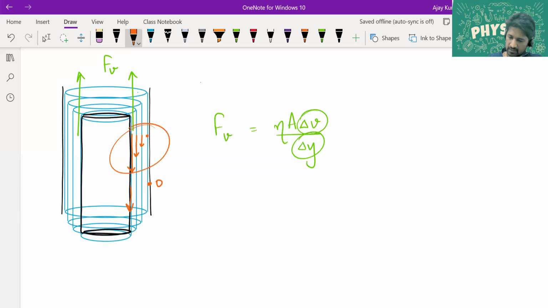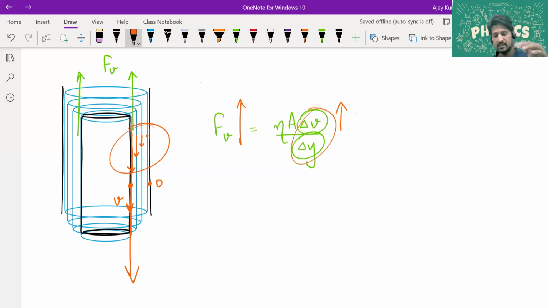The last layer moves with the same speed with which the cylinder moves. Initially, the cylinder was not moving, so initially there's no velocity gradient. All layers were at rest, so there's no viscous force. But as the cylinder gains speed in the downward direction, the layer in contact with the cylinder moves faster and faster, so the velocity gradient increases. If the velocity gradient gradually increases, the viscous force also gradually increases.